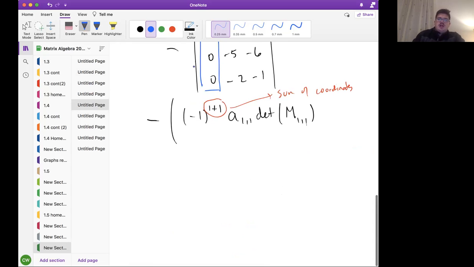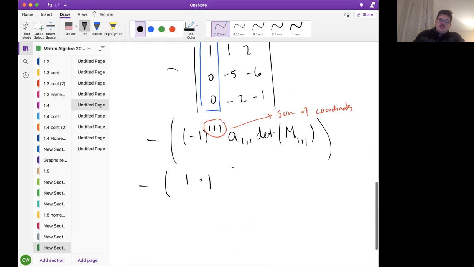So A11 is 1. And what is the determinant of M11? What is the matrix M11?